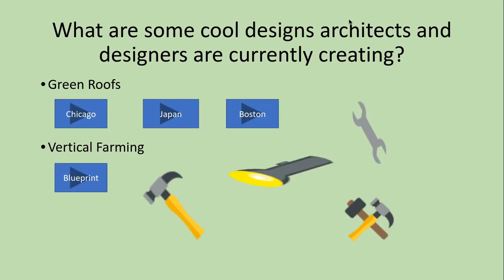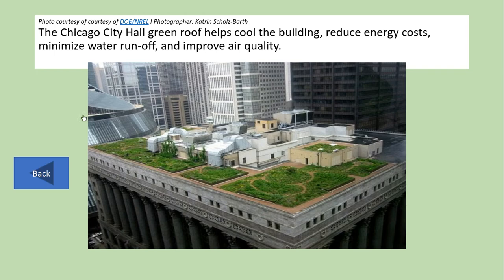What are some cool designs architects and designers are currently creating? There are two big topics out there today: green roofs and vertical farming. You want to click on these little play buttons to see what a green roof is and what they do. If I click on Chicago, in Chicago there are a lot of green roofs, and this is one of them. The Chicago City Hall green roof helps cool the building, reduce energy costs, minimize water runoff, and improve air quality.